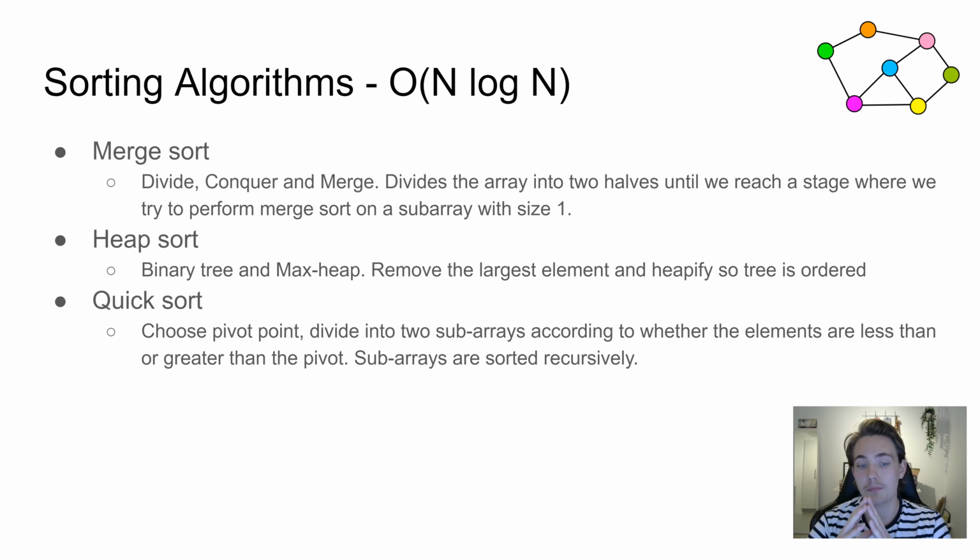And then we divide our list into two subarrays according to whether the elements are less than or greater than the pivot. So we choose one value in our list, and then we go through the list and check if the elements are bigger or less than the pivot point that we chose, and we then divide it into two subarrays. So we have one array where all the elements are less than our pivot point, and one array where all the elements are higher than our pivot point. And then those subarrays are sorted recursively, which we're going to see some examples of in code.